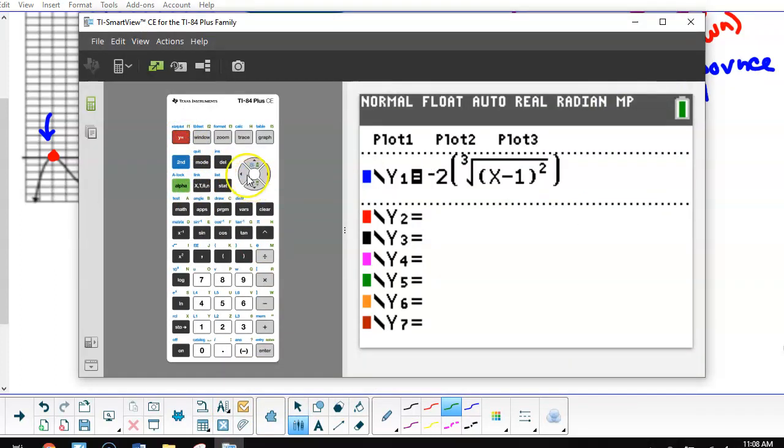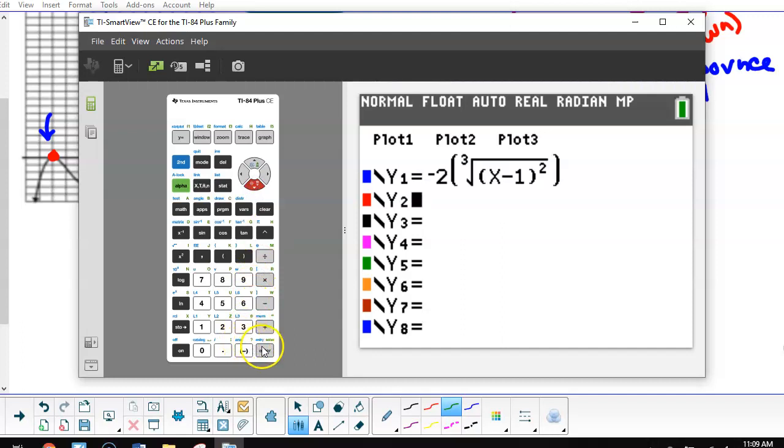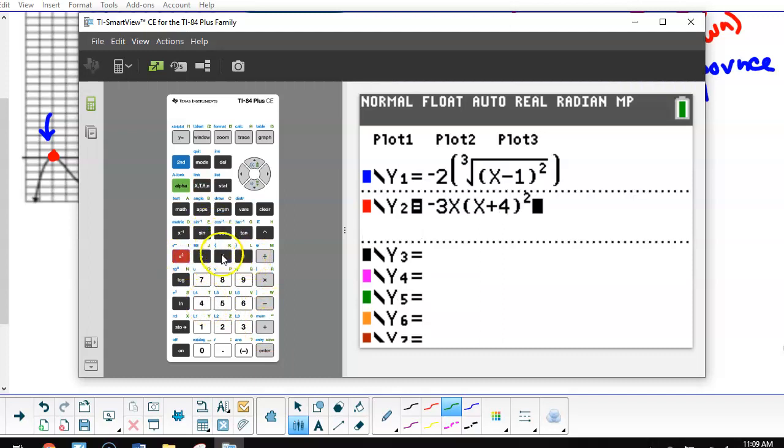Anybody want to read me what we had? I'm going to leave this one, go down. -3 and an x and an x plus 4 quantities squared and an x minus 5.